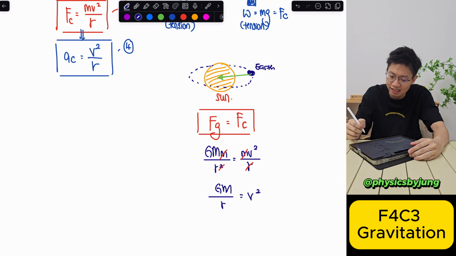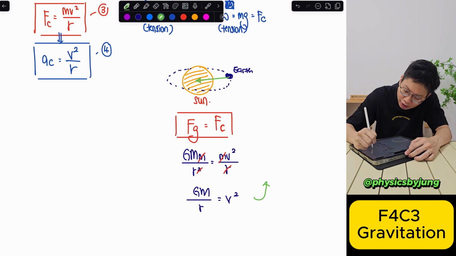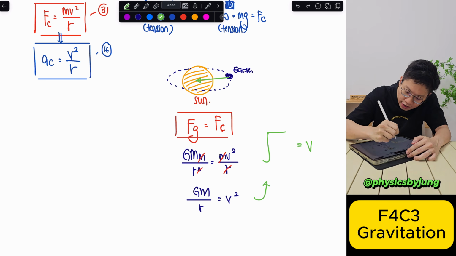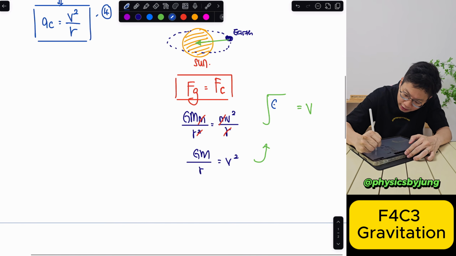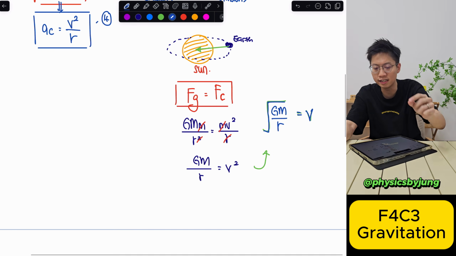I can take this and put it towards the side now, guys. And when I throw the square root to the other side, watch me guys, I will have the formula known as v equals square root of GM over r. So what is this v?